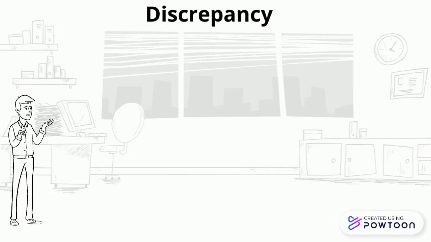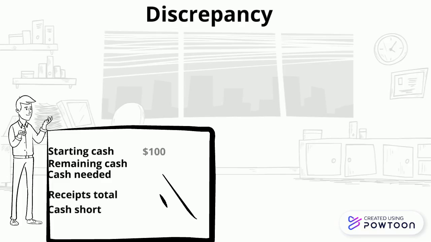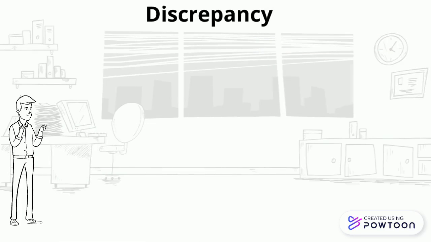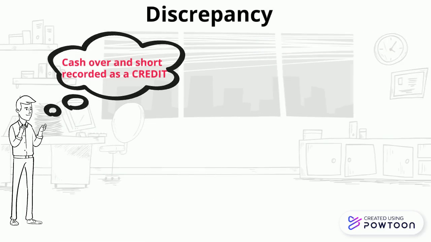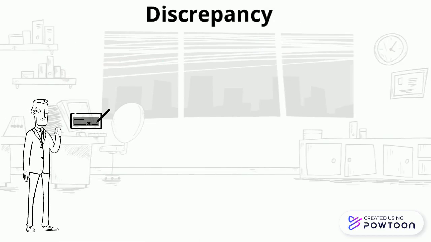Sometimes there are discrepancies between the cash needed for replenishment and the amount of receipts. In cases like this, the discrepancy amount is charged to an account called cash over and short. For example, if there was a shortage of $5, a debit to cash over and short must be added. And if there was an overage, cash over and short will be recorded as a credit. Afterwards, a check is written for the amount needed to replenish the petty cash fund and the process starts again.